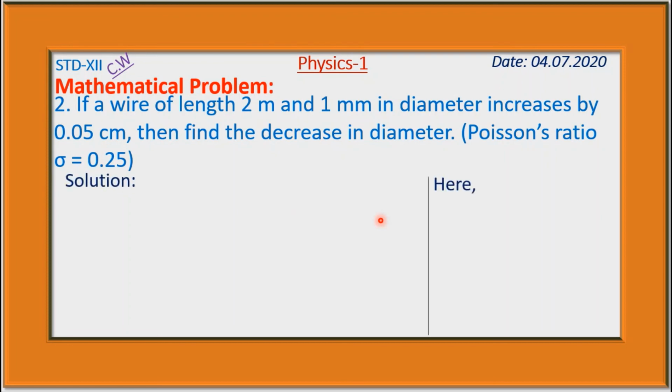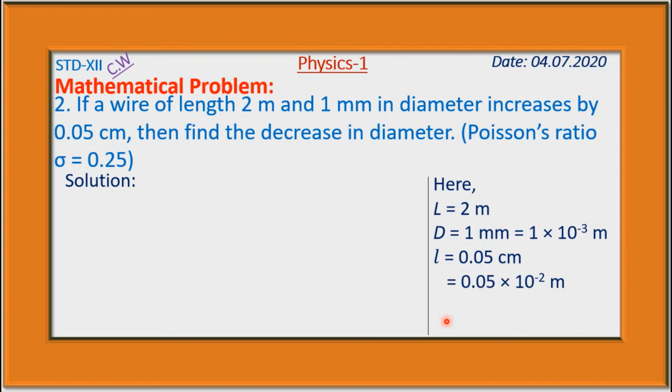Solution. Here the initial length L is equal to 2 meter and the initial diameter 1 millimeter is equal to 1 into 10 to the minus 3 meter. Millimeter is converted into meter. Small l is equal to 0.05 centimeter, and this is 0.05 into 10 to the minus 2 meter, converted from centimeter to meter, and sigma is equal to 0.25. It's a unitless quantity, so it has no unit. And the decrease in diameter d is equal to what?